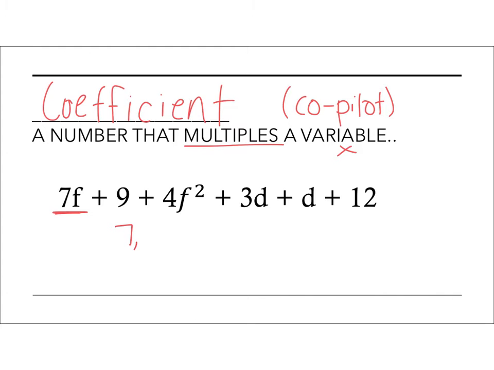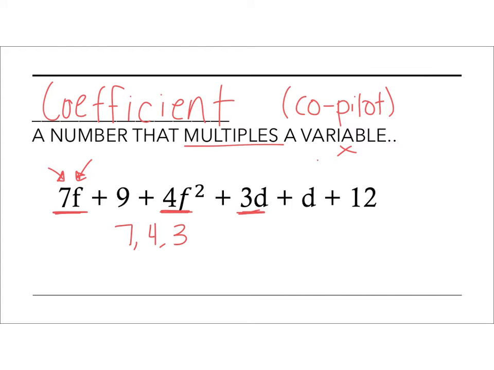We call them a co-pilot because it's like it's co-piloting the variable. A co-pilot is like the second pilot of a plane. So the variable is like driving the plane, and the 7 is its co-pilot. It's right next to it. If I look here, I've got another coefficient, which would be 4. It is with that F squared. Then I have 3 as another coefficient, and it appears that we're done.